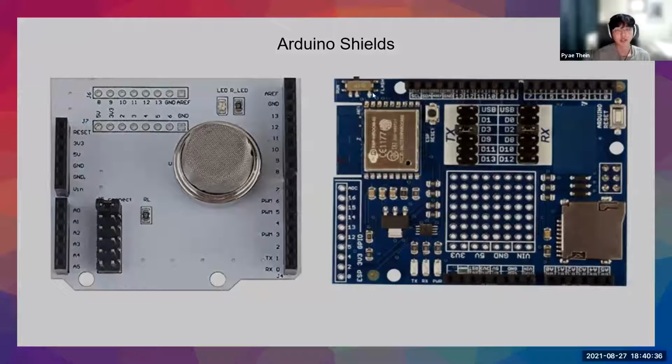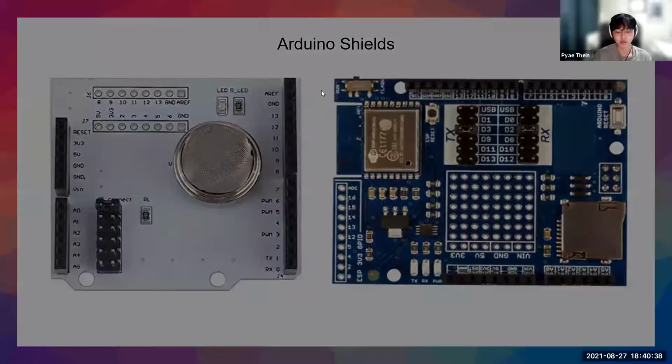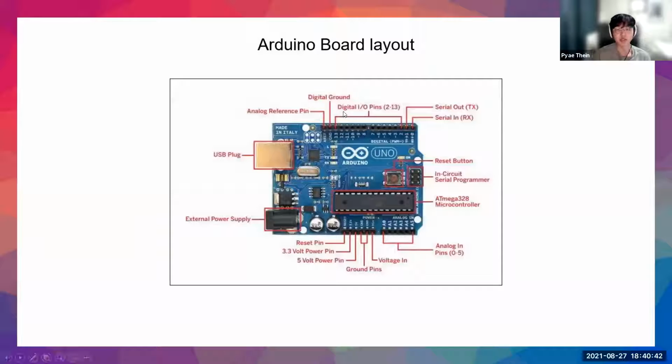So let's get on to the Adreno board layout. You have a lot of inputs, like the digital input and the serial inputs. You also have a serial in and out to communicate with other devices, such as a Bluetooth transmitter. You also have your power and ground pins over here.